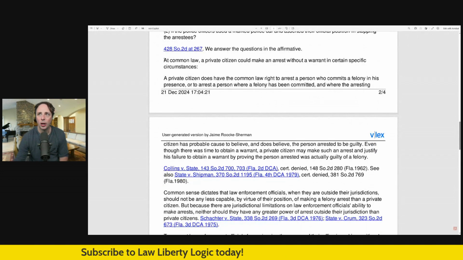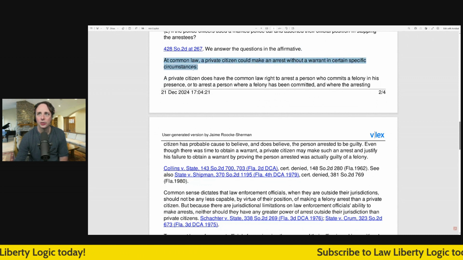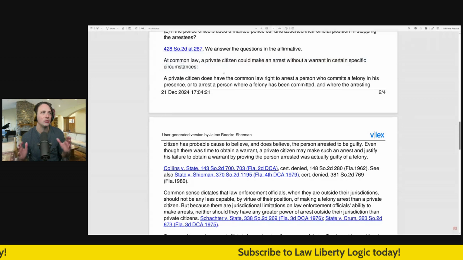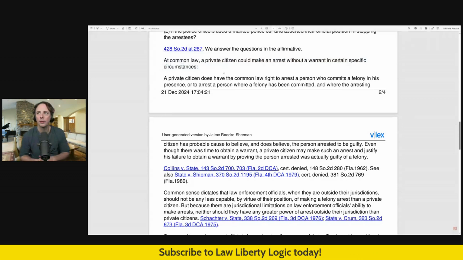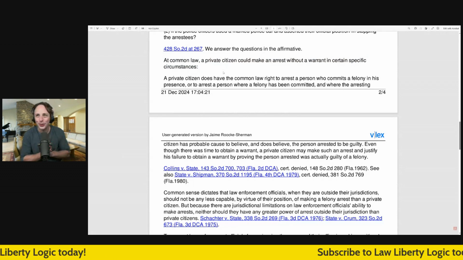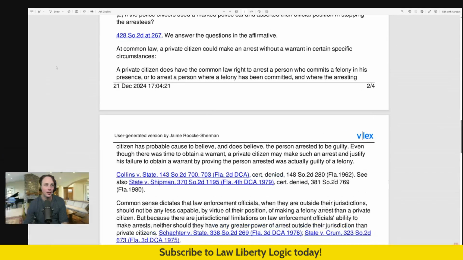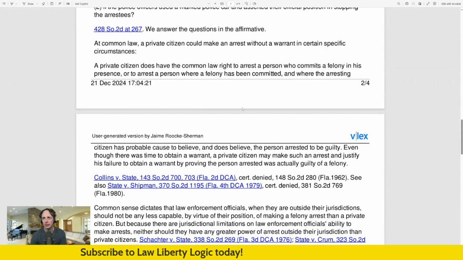So at common law, a private citizen could make an arrest without a warrant in certain specific circumstances. As you can see here, the Supreme Court is about to outline these circumstances for which a common law citizen's arrest would be acceptable. And this is where it gets very important to pay close attention, because if you don't follow it closely, you could be in big trouble, because it is limited.